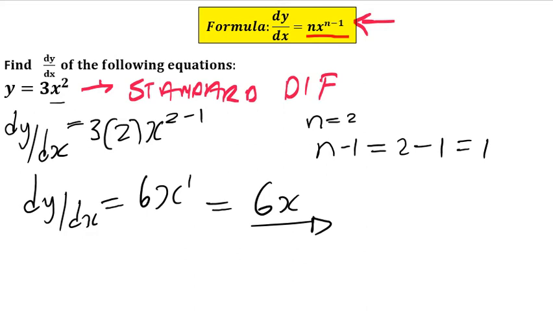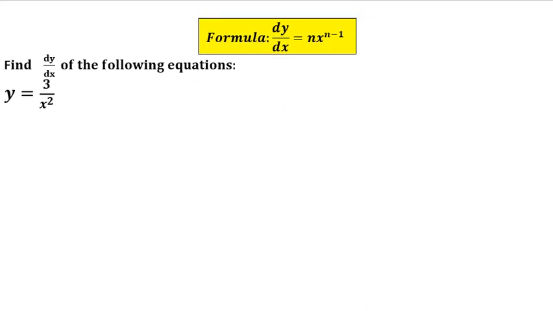Okay, and then the next example, it's in fraction form. So if you find equation like this, you have to change it to exponential form. So you're gonna have 3x to the power minus 2. So always when you find equation like this, you have to change it to exponential form so that you can be able to put it in this format.